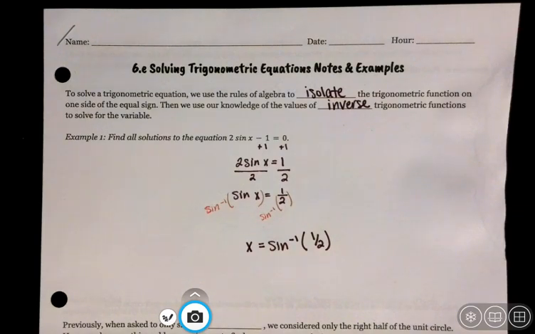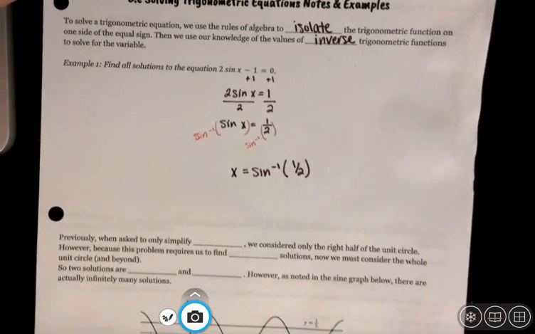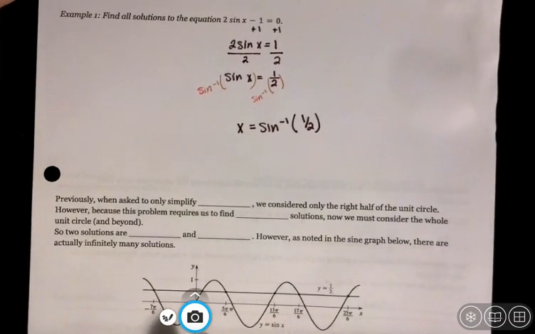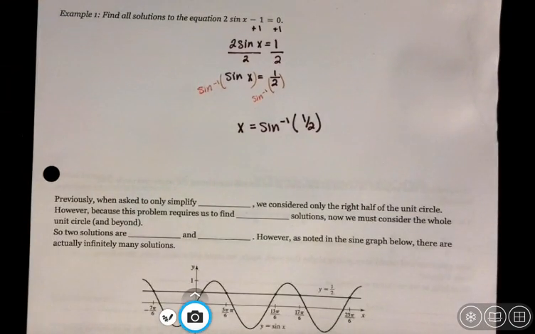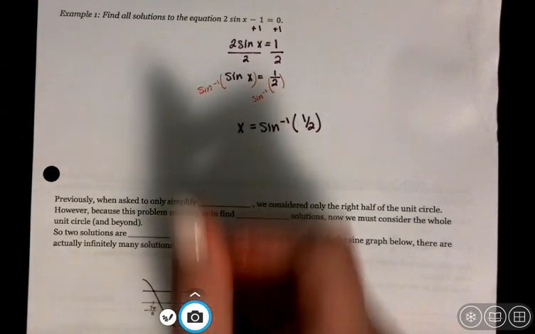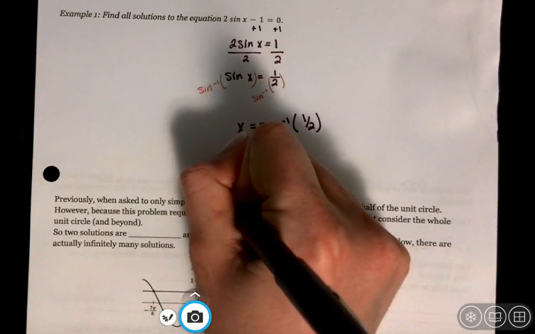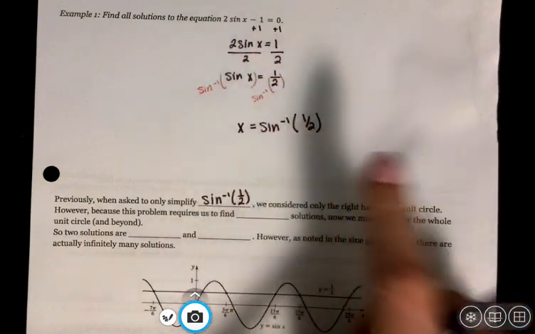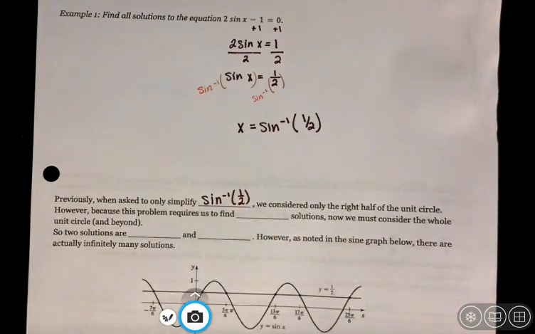So we're not done yet because we don't have our solutions, but we're going to pause for a second and talk about what this means. So previously, when asked to only simplify arcsine of 1/2, because that's what we have up here, we only considered the right half of the unit circle. So arcsine and arctangent, we looked at the right side, and then arccosine, we looked at the top. Now this is because we were doing it for inverse functions and we could only have one solution.